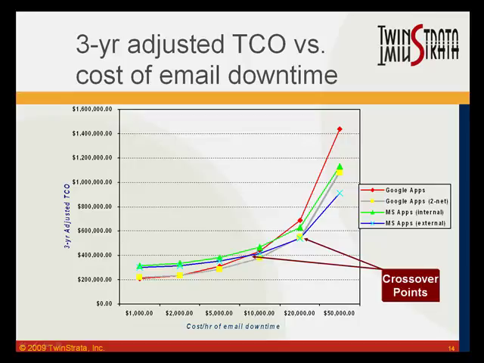This graph shows the preferred application based on the cost of email downtime. It highlights the application crossover points as the cost per hour of email downtime increases. In this analysis, once the cost of downtime exceeds $20,000 per hour, Microsoft Apps with an external storage solution provides the best 3-year adjusted TCO when compared to Google Apps with single and dual network solutions. For many large organizations, $20,000 per hour is not an unreasonable cost for email downtime.